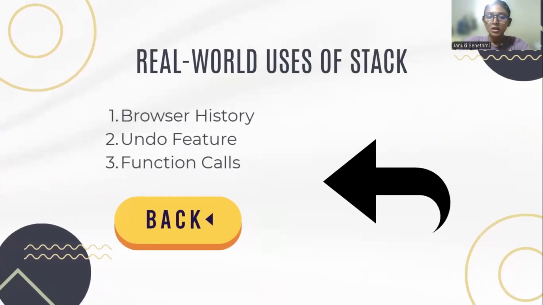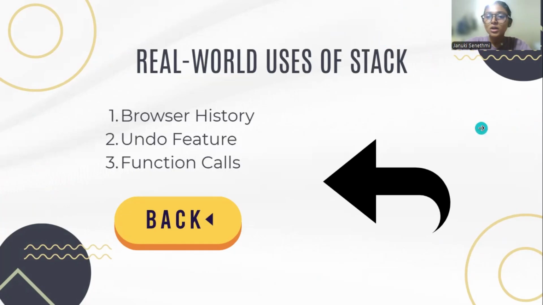Next, let's talk about real-world uses of stack. First one is browser history. That means pressing back removes the latest page first. Next one is the undo feature. That means the latest action gets undone first. Third one is function calls. Programming languages use stacks to manage functions. Another example is in text editors like Microsoft Word. When you press Ctrl plus Z, the latest action is removed using a stack structure.